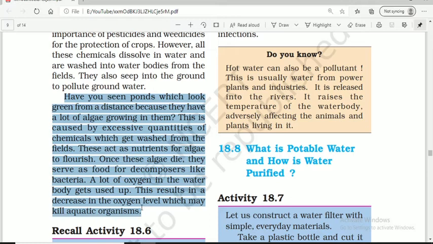When you go to higher classes, you will read about eutrophication. This is the process: if that much algae grows in a pond or any stream, it is known as eutrophication, the excessive growth of algae. In Hindi these algae are called saval, and you often see what is called kai in our language. So these are the algae.